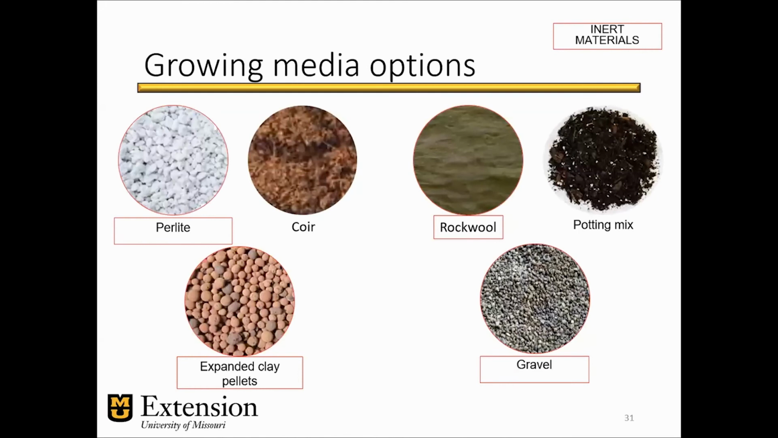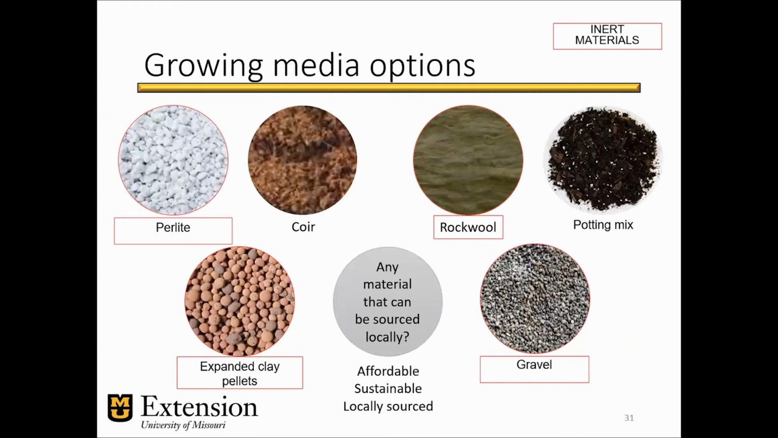These are the different options that you can use inside those containers. You can use perlite, coir, Rockwool, potting mixes, expanded clay pellets, gravel. Ideally, you want to use any material that you can find cheap locally. Sustainable is a plus, but mostly local and cheap.